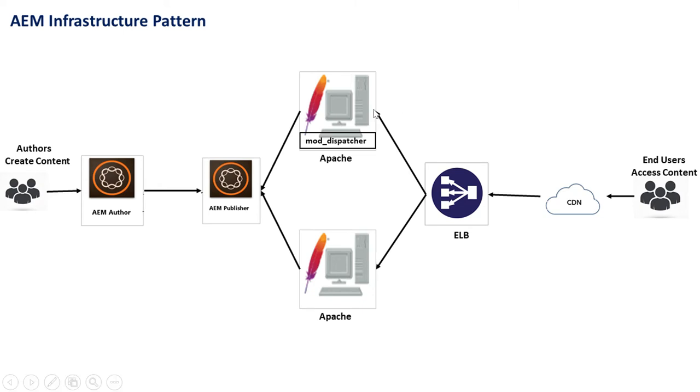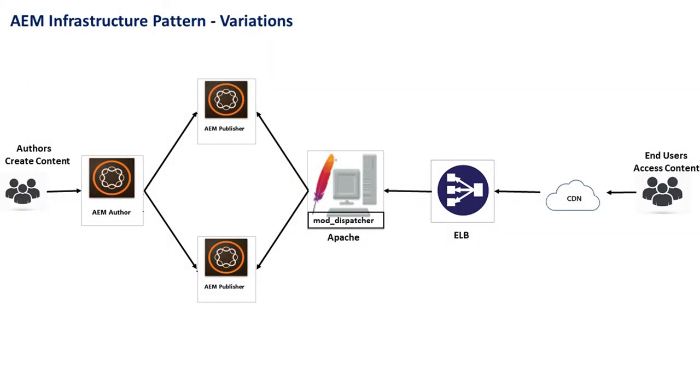If you see here, I have two dispatchers, but both are directing the traffic to the same publisher. Let's say you have more static cached content, but the dynamic content is very little. Then you can have multiple dispatchers connecting to a single publisher, or whatever the combination. Another variation is one dispatcher load balancing or routing the traffic to different AEM publishers.